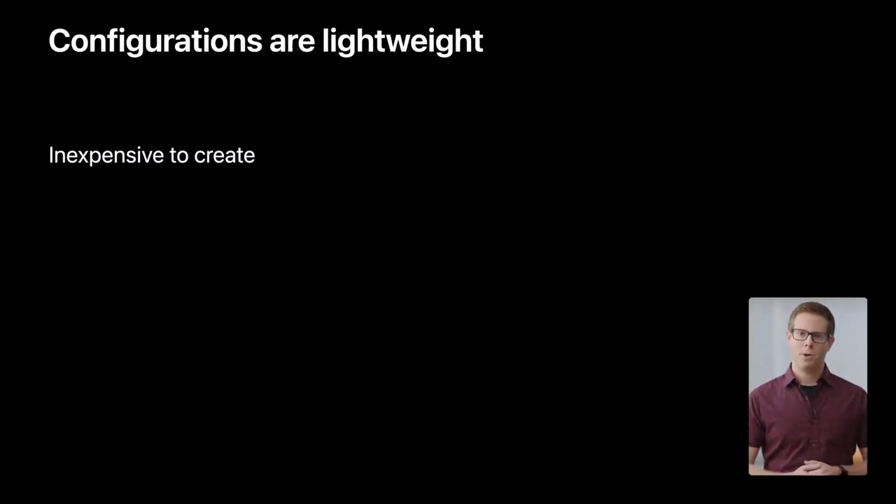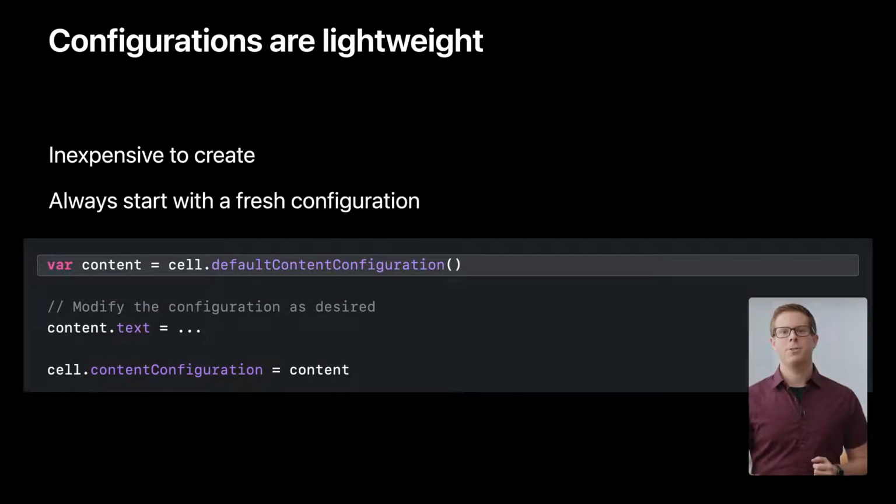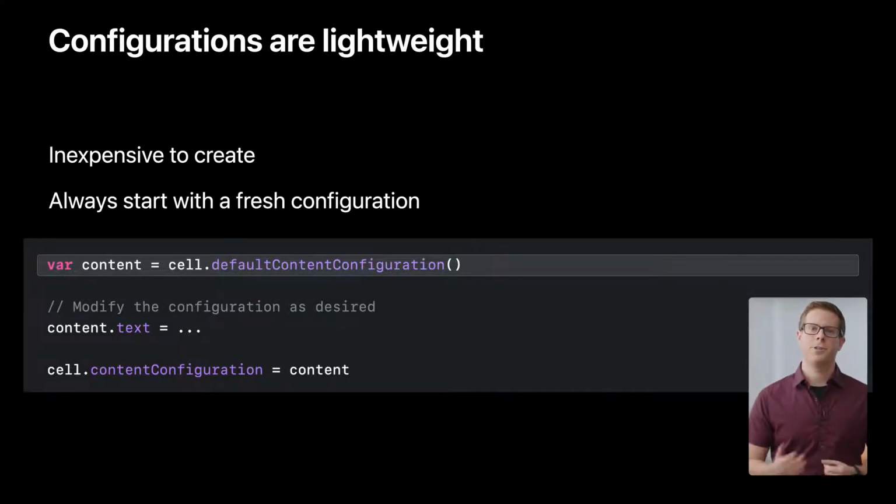One of the most important principles is that configurations are lightweight and very inexpensive to create. They're value types in Swift, which means whenever you have a configuration, it's yours alone, and changes that you make to your configuration don't affect anything else until you set that configuration to the cell. Because configurations are lightweight, you should always start with a fresh configuration, such as by asking the cell for its default content configuration, as you see here.